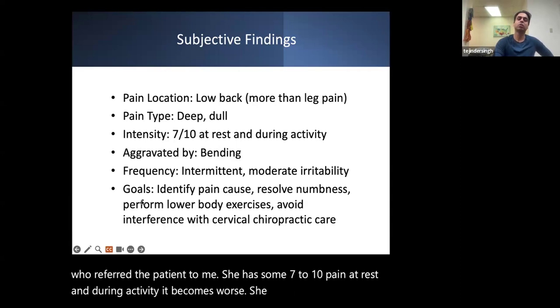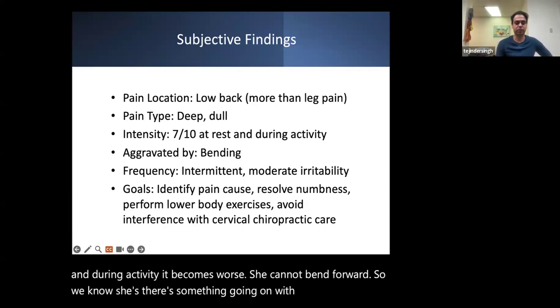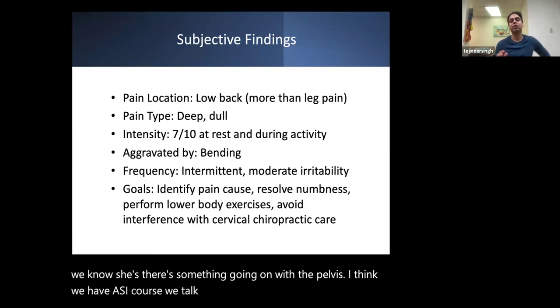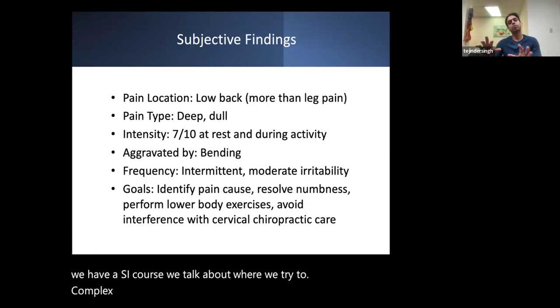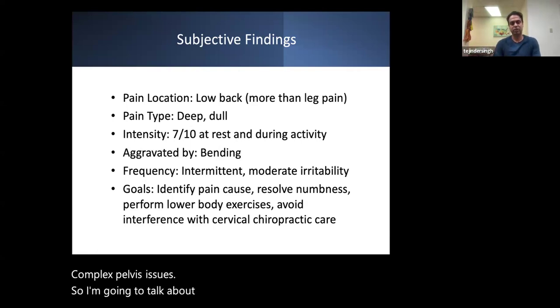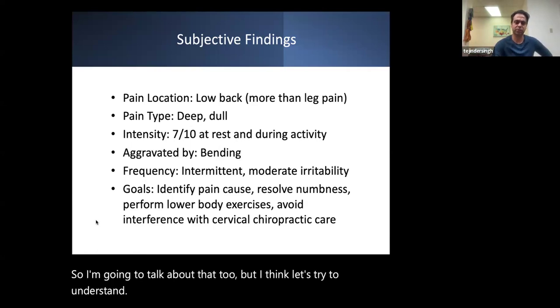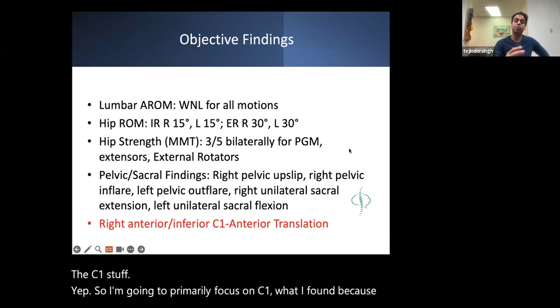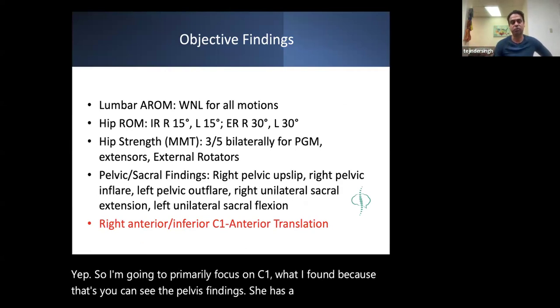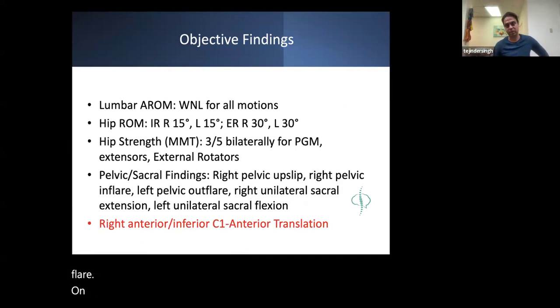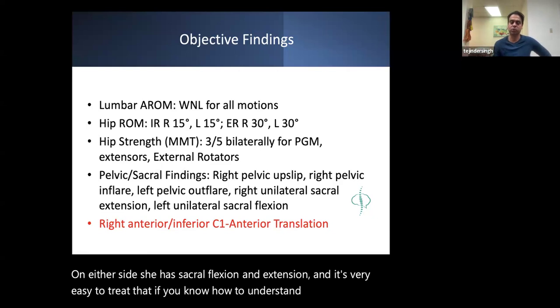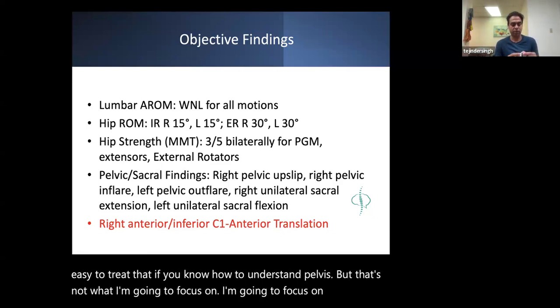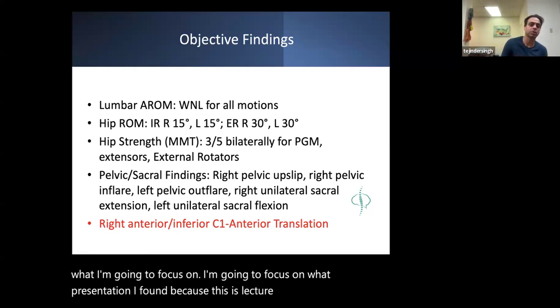She cannot bend forward, so we know there's something going on with the pelvis. We have an SI course where we talk about how to treat complex pelvis issues, so I'm going to talk about that too, but let's try to understand the C1 stuff. I'm going to primarily focus on C1 and what I found, because you can see the pelvis findings: she has an upslip, inflare, outflare on either side, and sacral flexion and extension. It's very easy to treat that if you understand the pelvis, but that's not what I'm going to focus on, because this lecture is on C1.